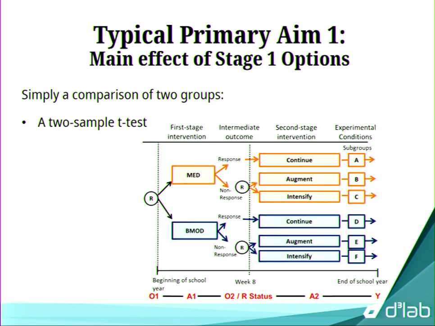This comes down to a comparison of all the participants who received medication initially and all the participants who received BMOD initially. It comes down to pooling outcome information from these 3 cells and comparing them to these 3 cells. That's all it is. It's a 2-arm comparison. Do you see that? Yes? Okay, we're not comparing individual cells.